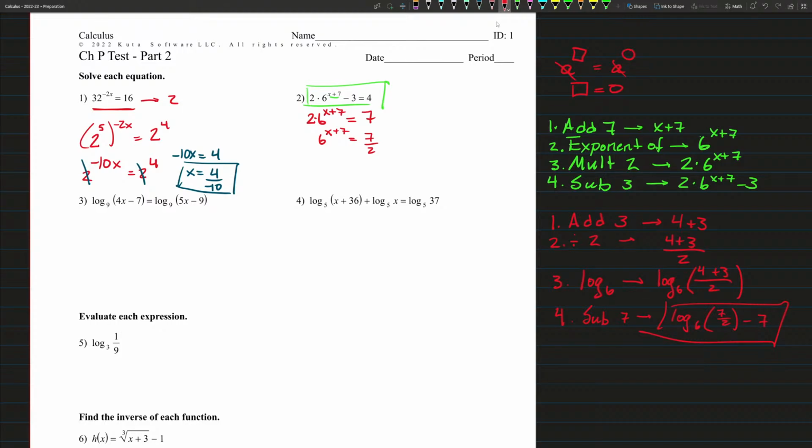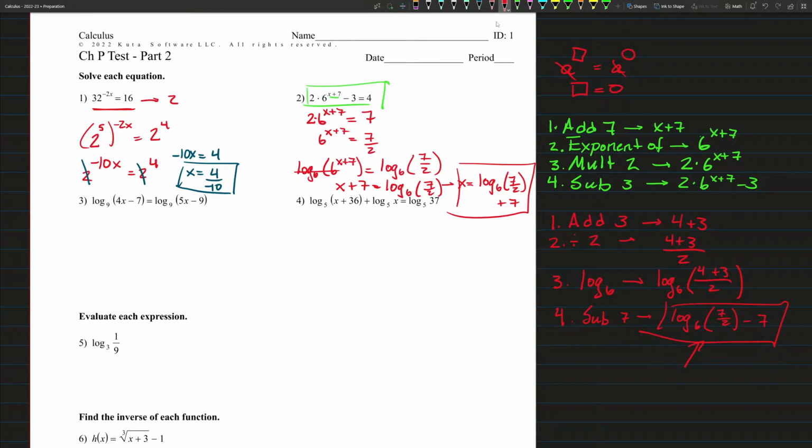Right, we need to get rid of the 6, so we have to take log base 6 on both sides. Log base 6 of 6 to the power of anything cancels out. So we have x plus 7 is equal to log base 6 of 7 halves. We would subtract the 7 over, so we'd get x is equal to log base 6 of 7 halves, and then plus 7. I kind of ran out of room over here. But we get the same answer here.